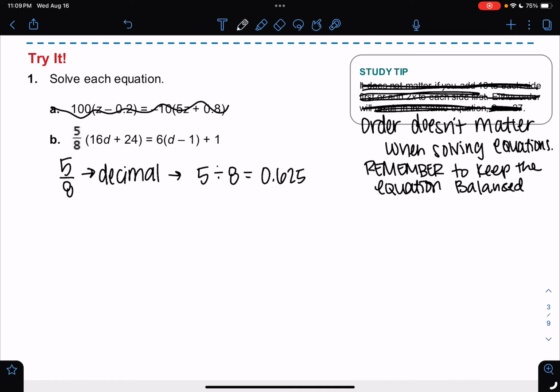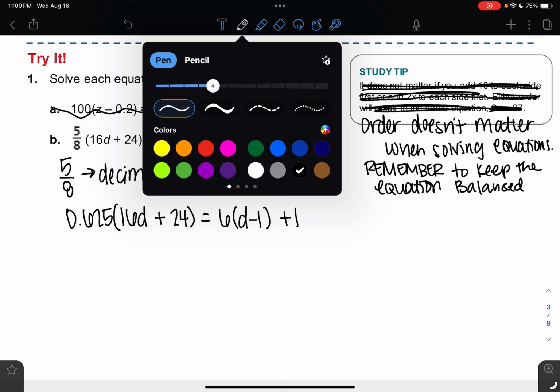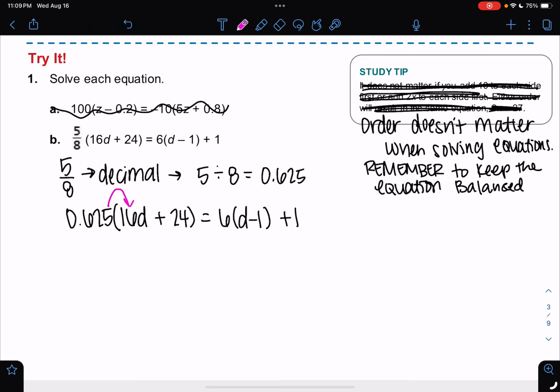All right, so let's rewrite. So I've got 0.625 multiplied by 16d plus 24 equals 6 times d minus 1 plus 1. All right, and now I can start answering. Okay, so I'm going to distribute that decimal on the left and distribute my 6 on the right.